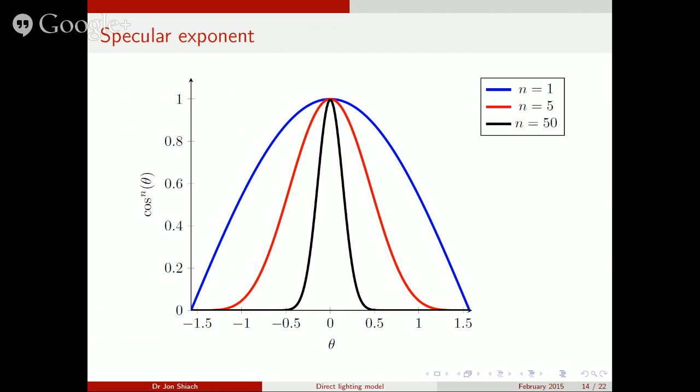Okay, this is our model. This is how much shininess comes off the object. If we want lots of shininess coming off an object, we set n equal to 1, and we've got a nice wide area of shininess. If we want less, for example, we could set n equal to 50, and then we've got very narrow specks of shininess coming off an object.